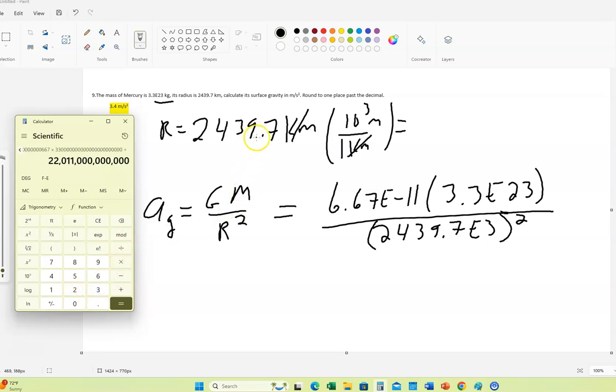all right, and so this is the radius of Mercury times 10 to the third, but remember, we got to square that, all right, so it's going to be divided by 2439.7, and of course that's times 10 to the third, and then we square that, right? And so this is going to give us, just as a reminder, the surface gravity of the Earth is 9.8 meters per second squared.